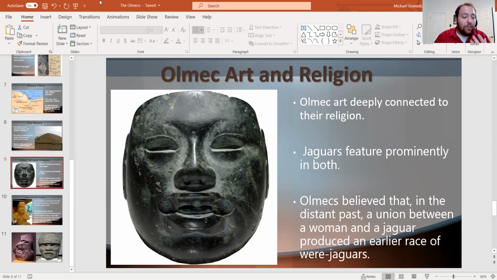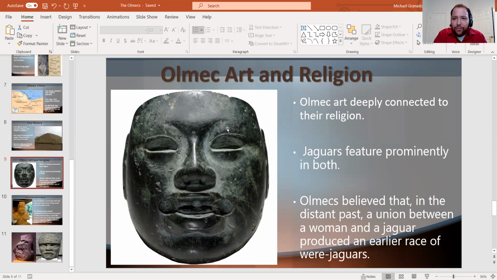One distinctive feature that we do see with Olmec religion is that a lot of emphasis is placed on animals. So specifically predators, and predators that are kind of at the top of the food chain, feature prominently in Olmec art and religion. So we see, for example, jaguars, eagles, even things like sharks and crocodiles featured in Olmec religion, and depicted in Olmec artwork as a result.